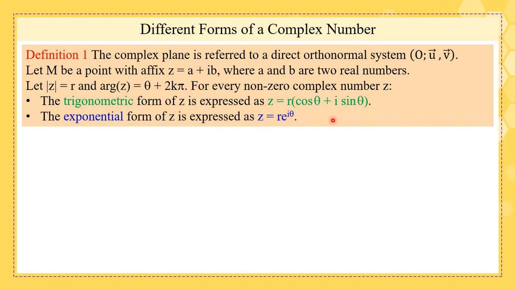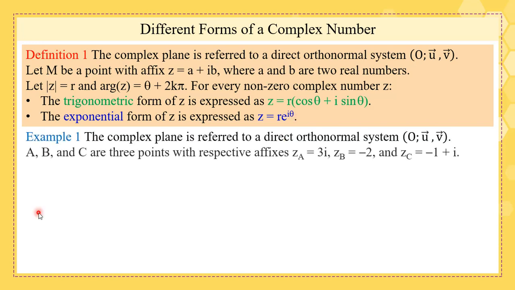In fact, these are just different ways to express the complex number, and we can see that the trigonometric form and the exponential form are related because both of them depend on r and theta. Now, if I know r and theta, I can write any complex number in either an exponential form or in a trigonometric form.